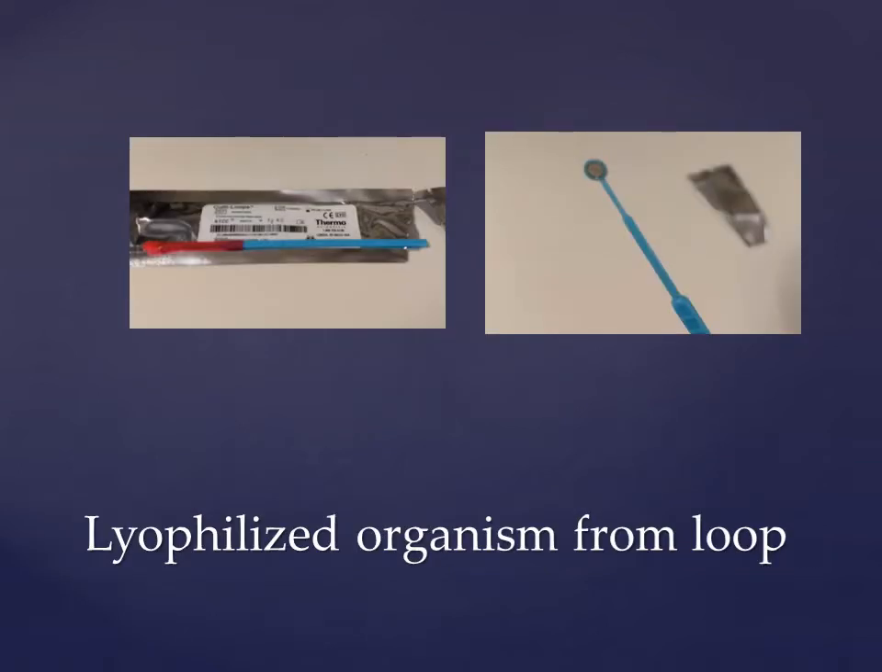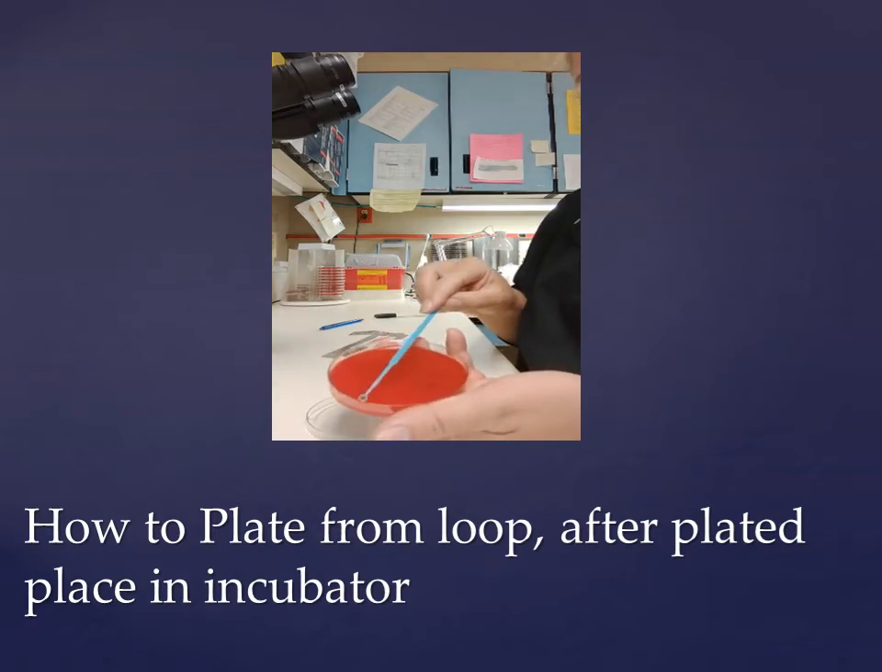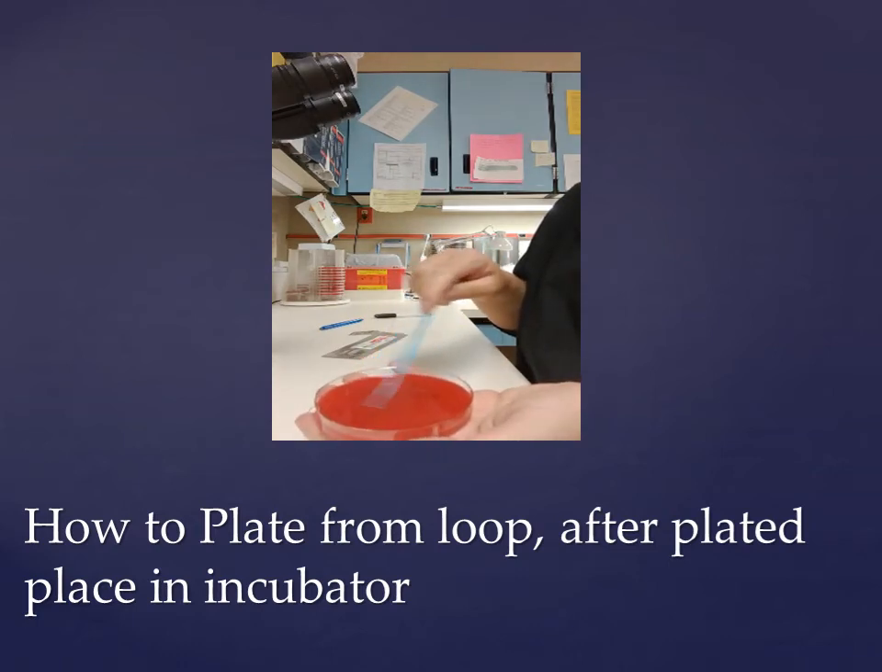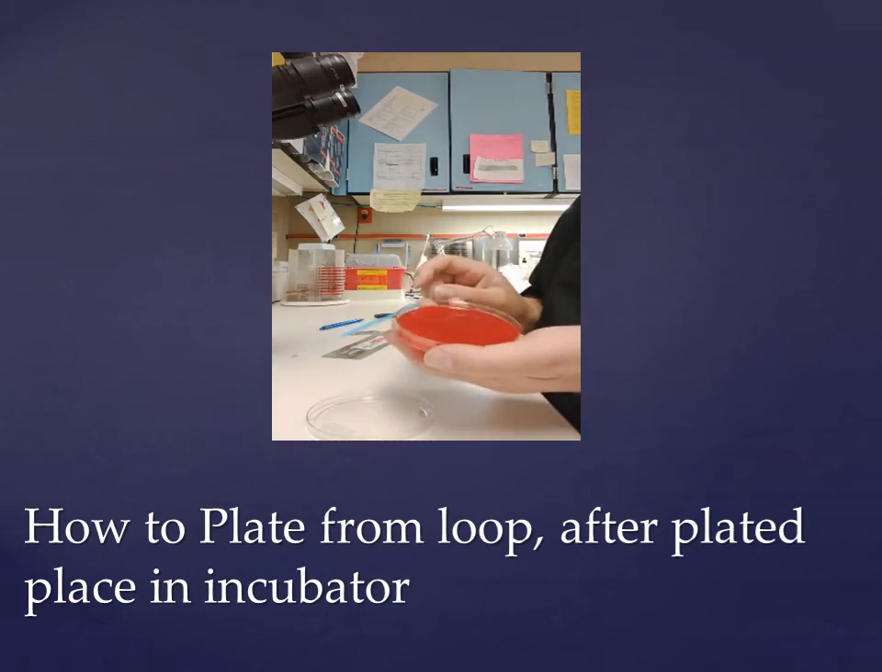Culture loop, just a little bit of organism between the middle. So we're going to take the loop and lay it flat across the blood agar plate. We're going to pull straight down to streak the plate, trying to get as much contact with the plate as we can with the loop. We're also going to flip the loop over and try to get as much growth as we can.